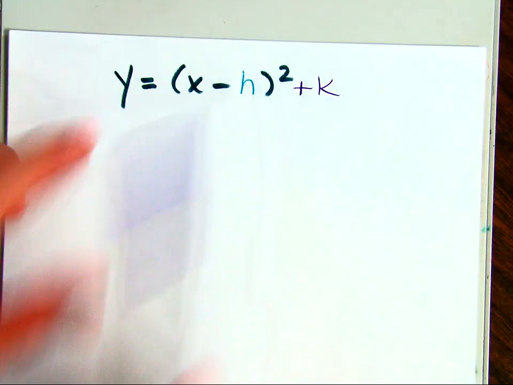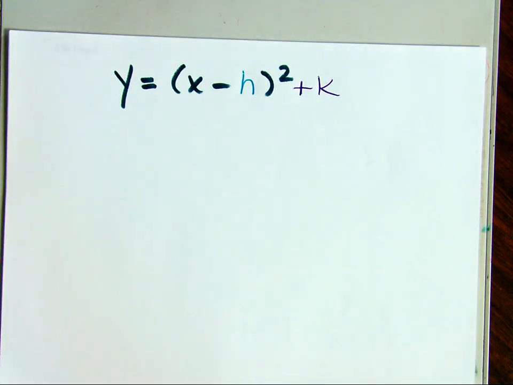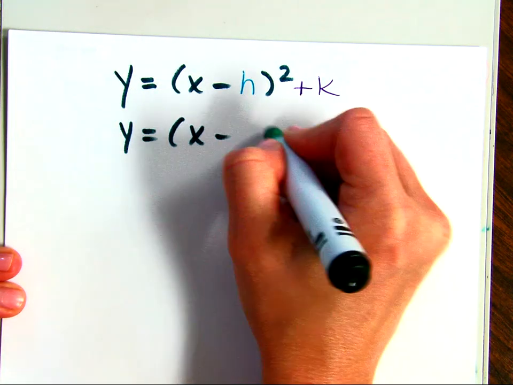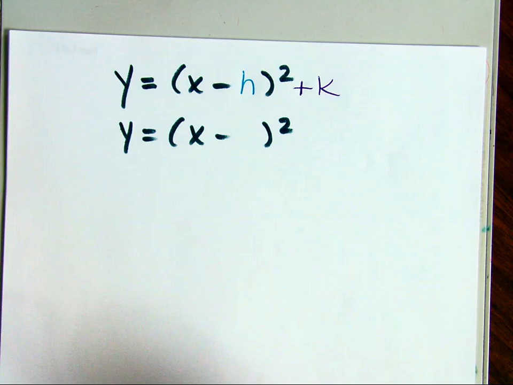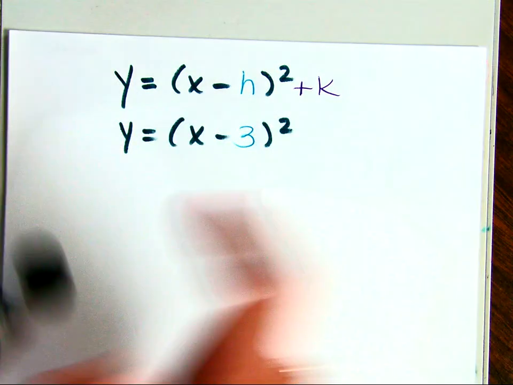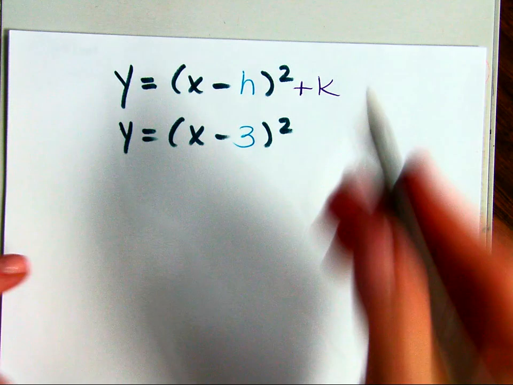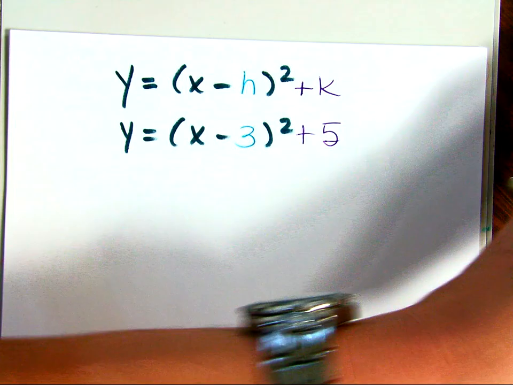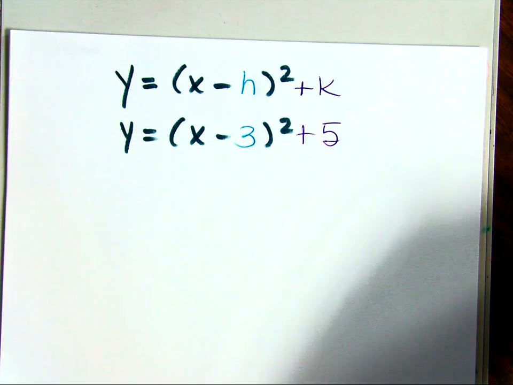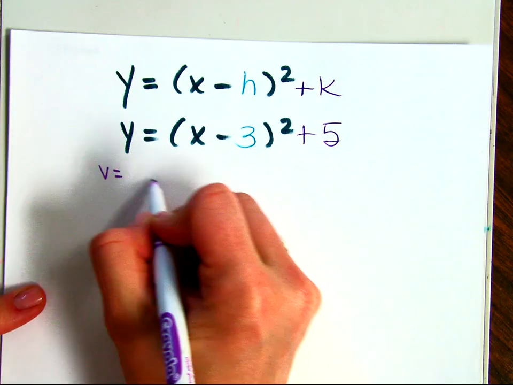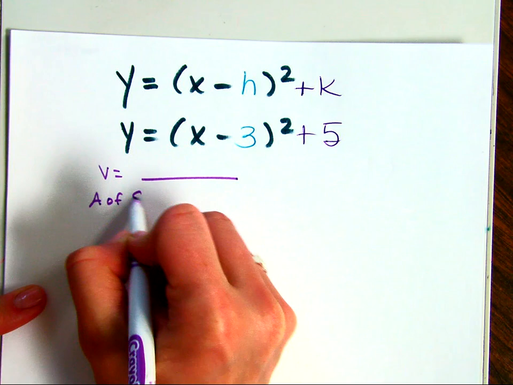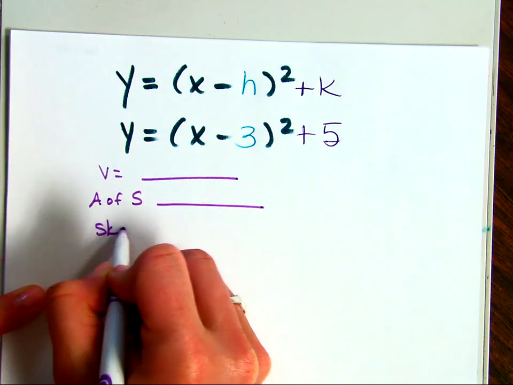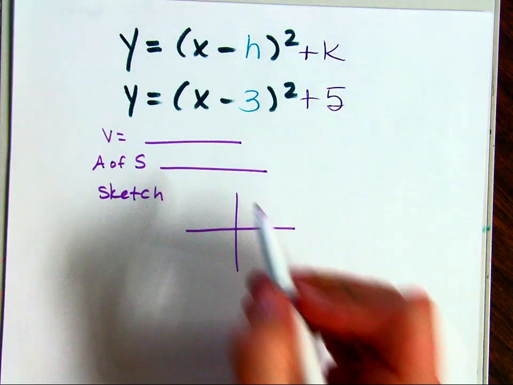So when I have y equals (x minus 3) squared plus 5, I'm going to ask you to do 3 things with this. I want the vertex. I want the axis of symmetry, which we're going to talk about in a minute. And then I'm going to ask you to sketch this. Okay? And I need you to understand what sketch means.